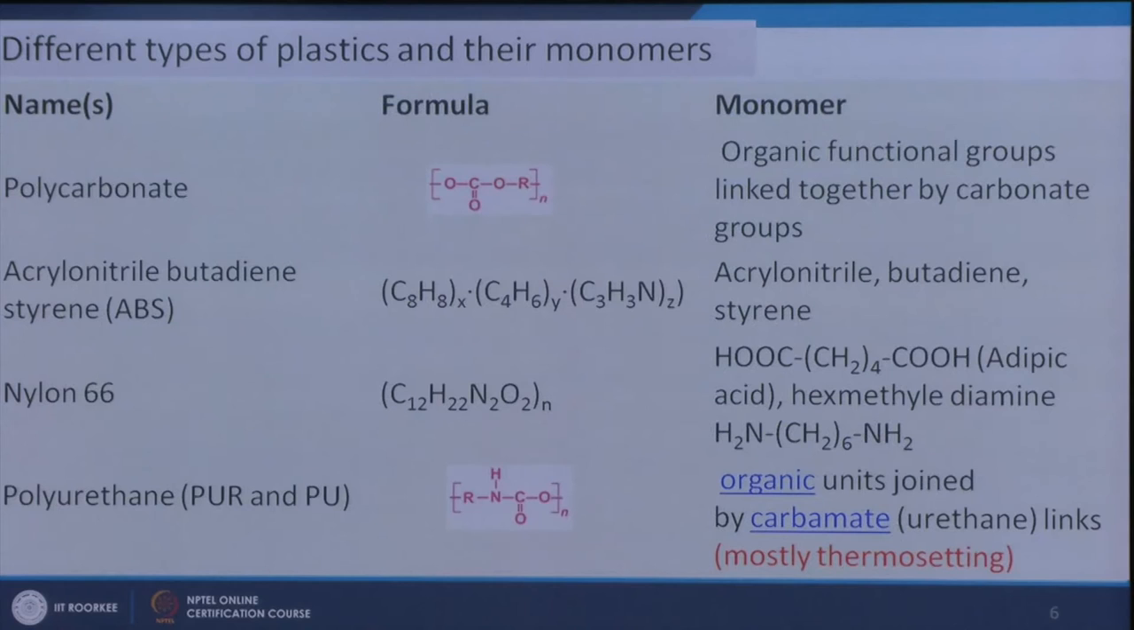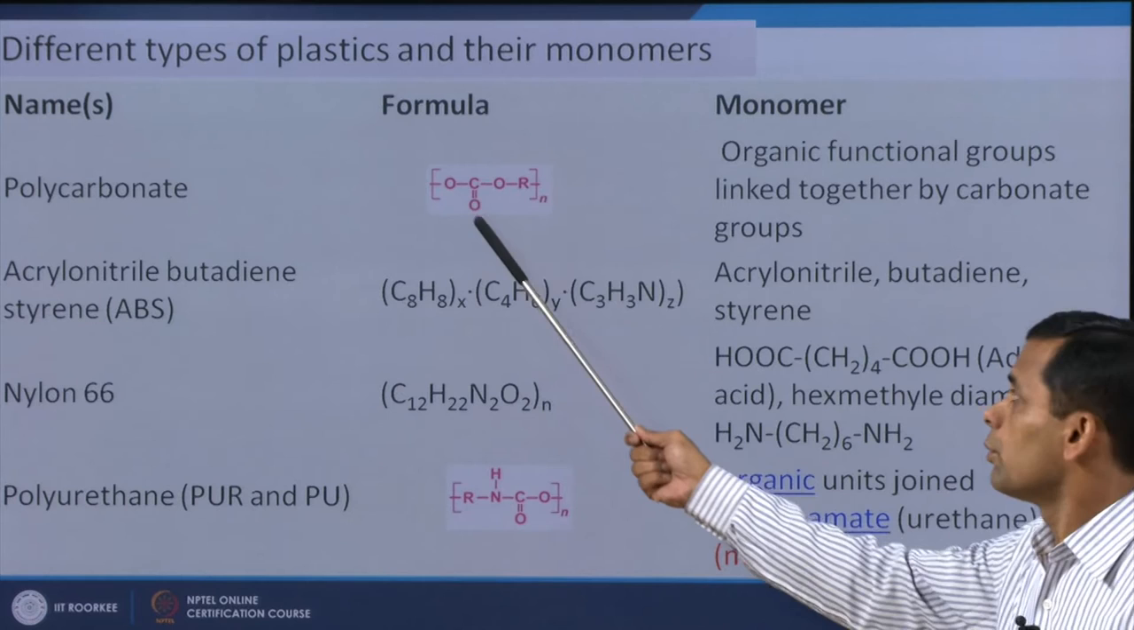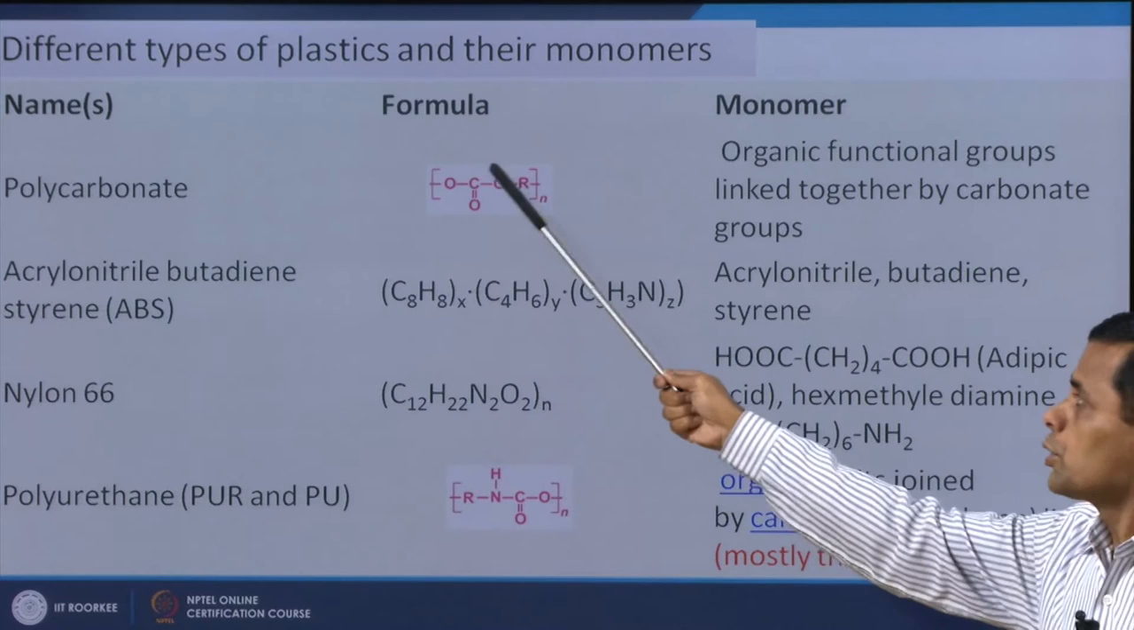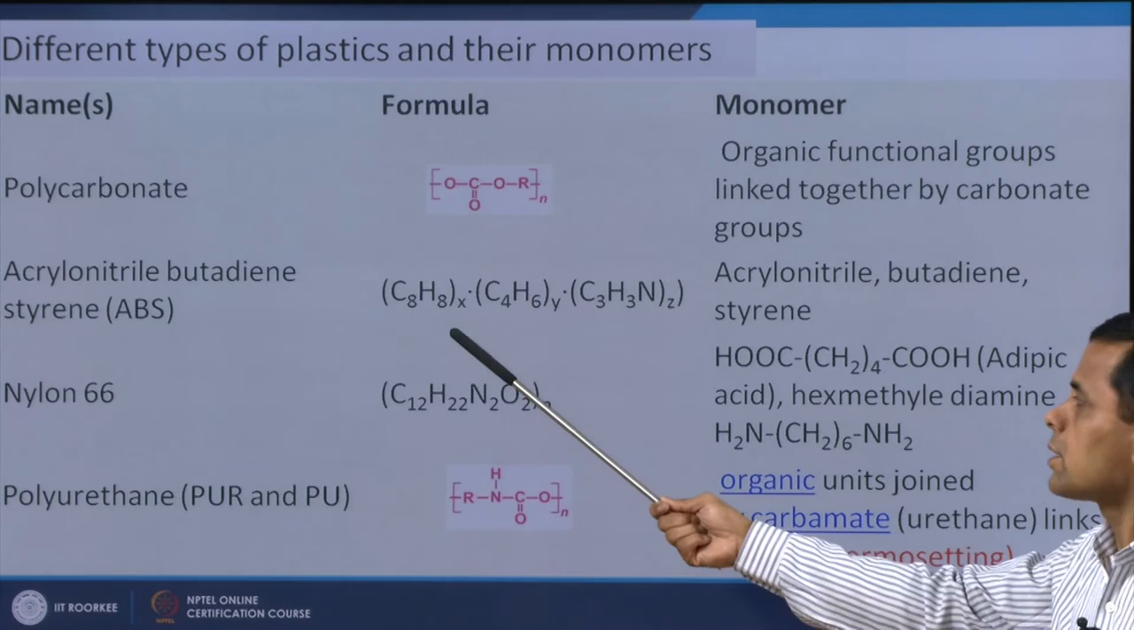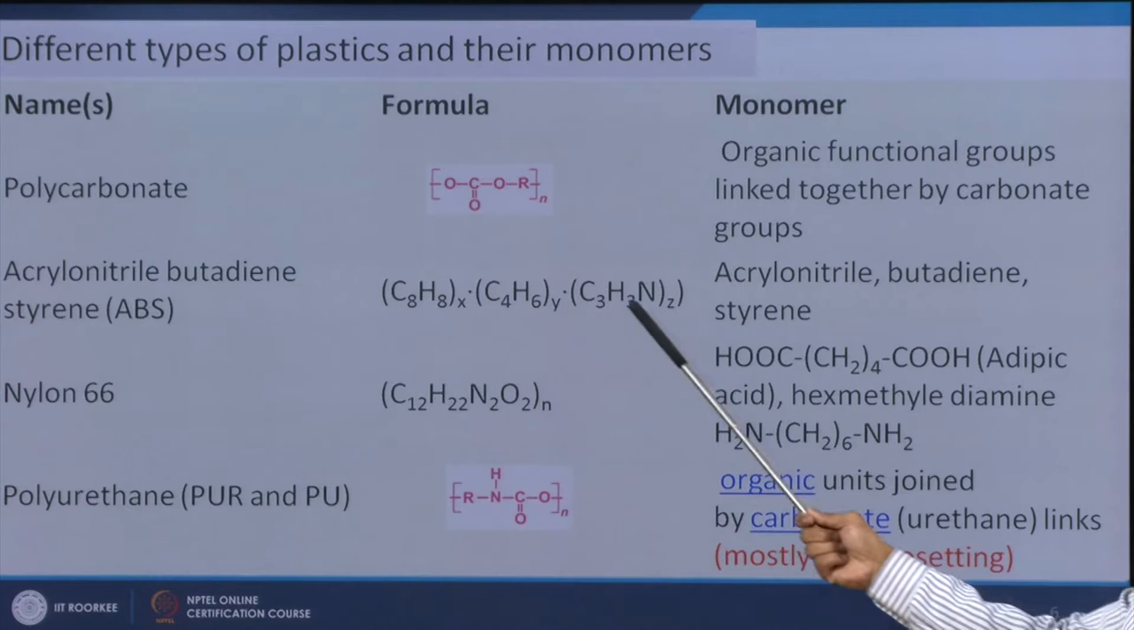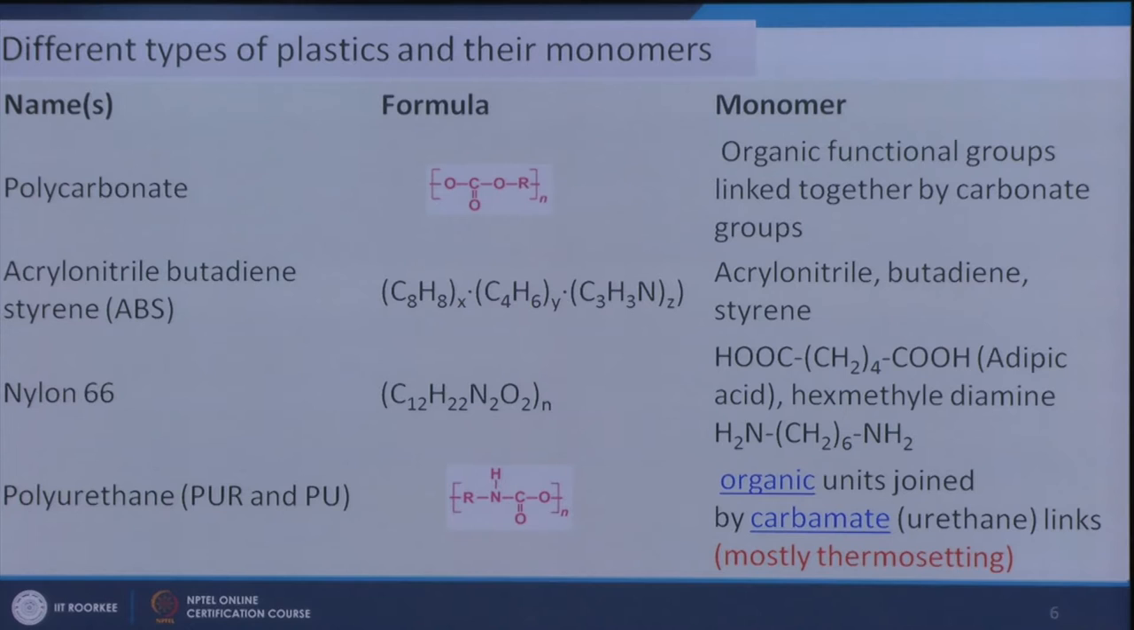But now if we see the others, that is polycarbonate, carbonate is attached with R, or the organic functional groups. So this R may change, and so the monomers will also change. In acrylonitrile butadiene styrene, the ABS polymer, we have three molecules in the monomer: acrylonitrile, butadiene and styrene. In Nylon 66, the monomer is composed of adipic acid and hexamethylene diamine. In polyurethane also, R can change in this monomer, and the polymer will have different types of monomer molecules. Most polyurethanes are thermosetting in nature, but a few are thermoplastics.